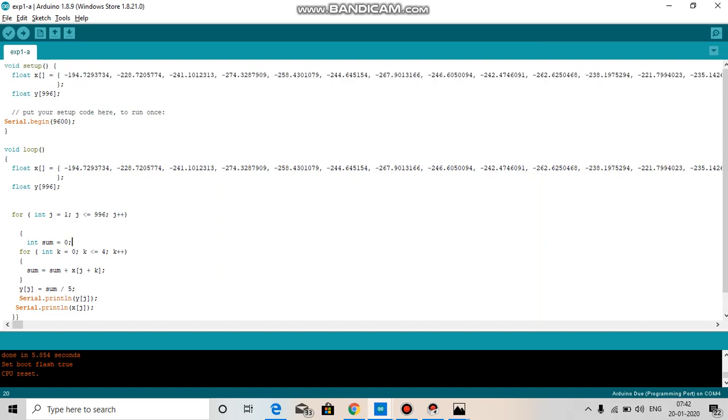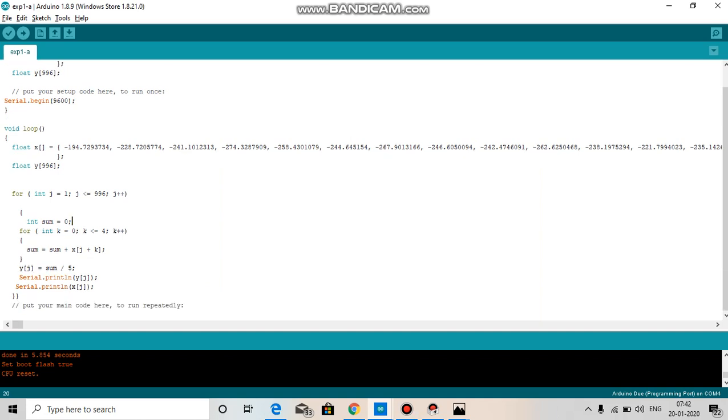Here, first of all, I have taken 1000 samples of PPG data. X is the 1000 samples of the data which I have taken, and y will be the output, where y of j is my output. I have given serial baud rate 9600, and now this is the main algorithm I have taken.